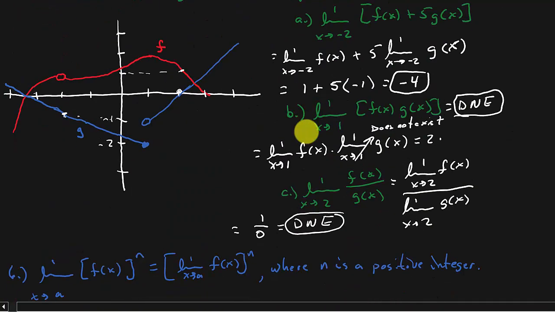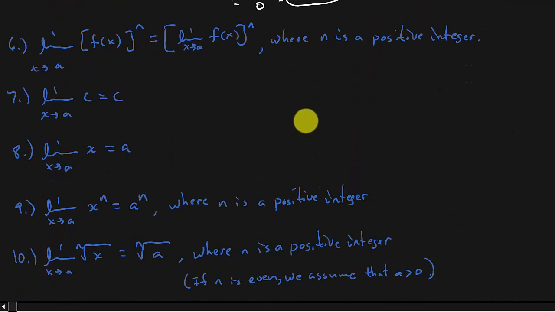And then we've got some more down here. We've got the limit of f of x raised to the n. Well, we can take the limit and then raise it to the power. Here, the limit of c as x goes to a. This one's just saying that if we're taking the limit of a constant, we just get that constant back.